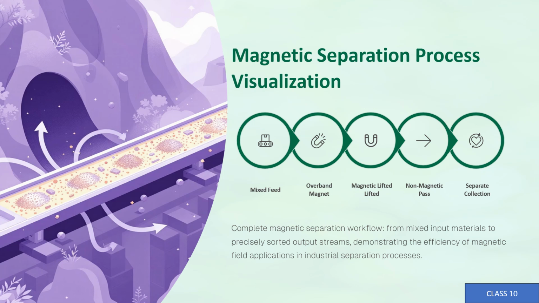Then there will be the overband magnet, and there will be a magnetic lifter, and the non-magnetic substances will be separated, and the separated magnetic material will get collected. This is how the complete magnetic separation workflow happens, from the mixed input material to the precisely sorted output streams. That is how the separated components will be recovered, and it will be purified further.